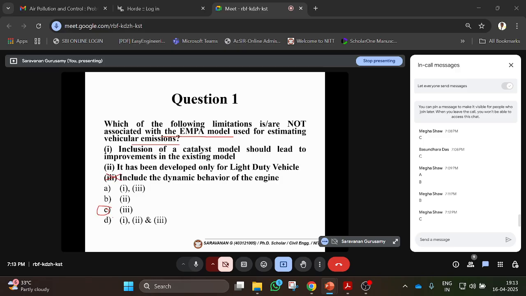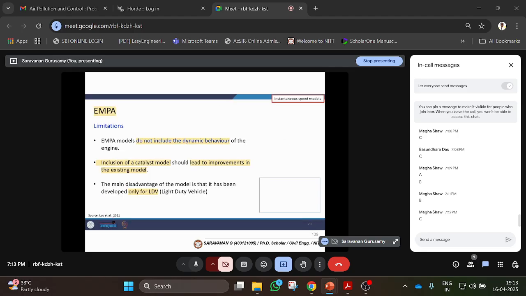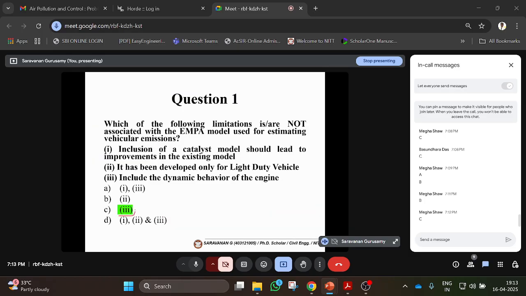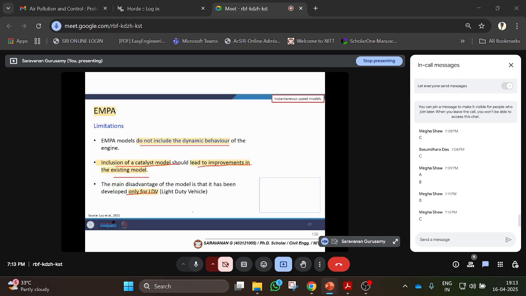So C is correct, I guess. Yeah. You can see it does not include the dynamic behavior. Catalytic model needs to be included, which leads to improvement in the existing model, and it's only developed for light duty vehicles. So option C is correct. Only the third one. It does not include dynamic behavior of the engine. EMPA model.